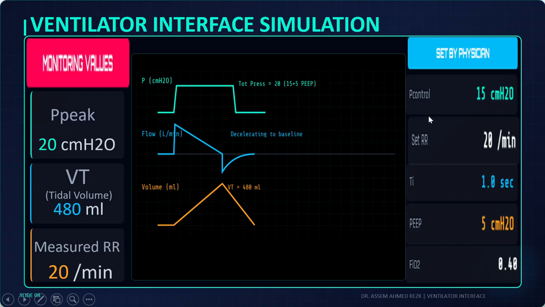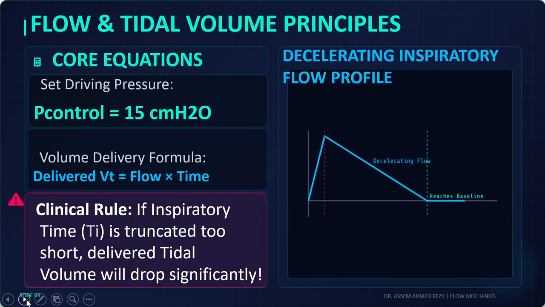In this area are the curves: pressure to time, flow to time, and volume to time. The important curves here are the pressure and the flow to time. In inspiration the flow must reach the baseline, and in expiration it must reach the baseline. Here on the monitor: peak 20 centimeters of water, tidal volume 480 ml, and measured respiratory rate 20 per minute.